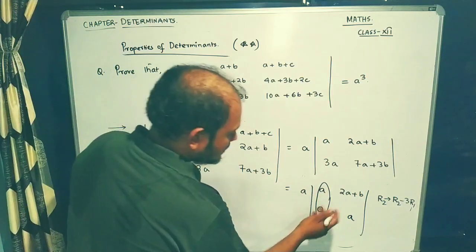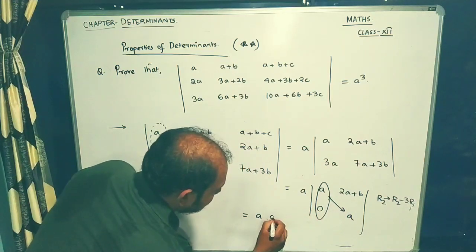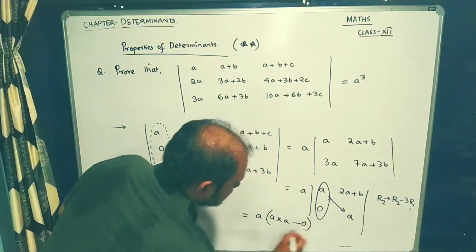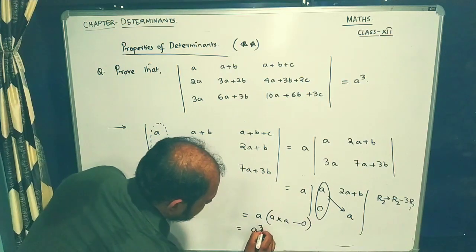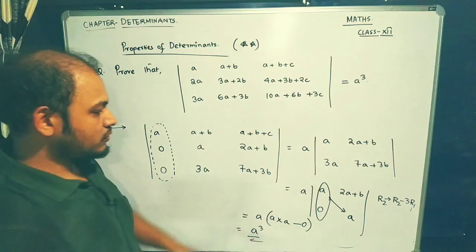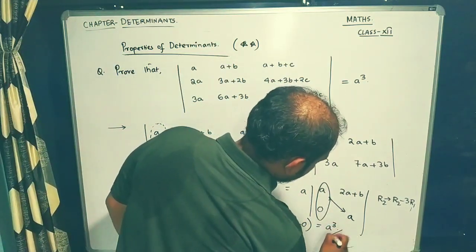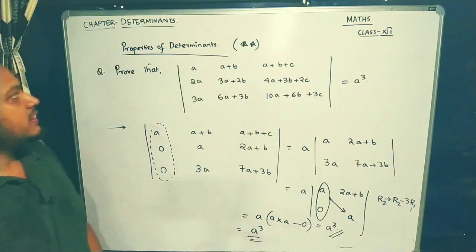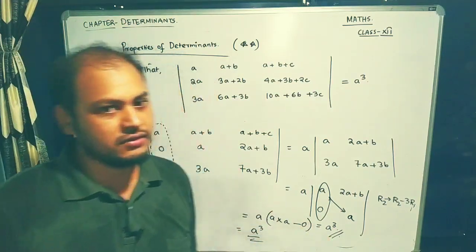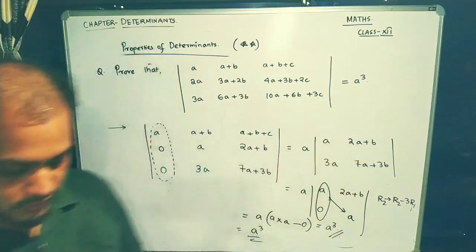So this determinant will change to a into a minus this into 0, so it is 0. So can you say that it is equal to a cube? See, this is equal to a cube. After evaluating this determinant, this becomes equal to a cube, and it is now proved that left hand side is equal to right hand side, it is equal to a cubed. Okay, so this is the proof and it is over.